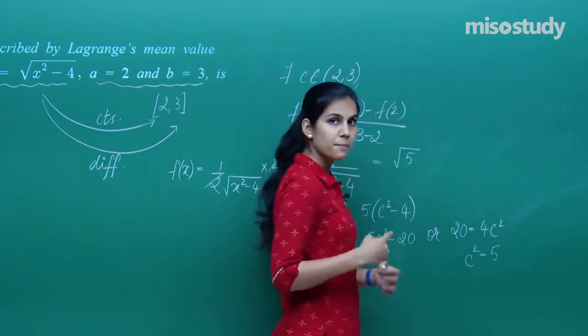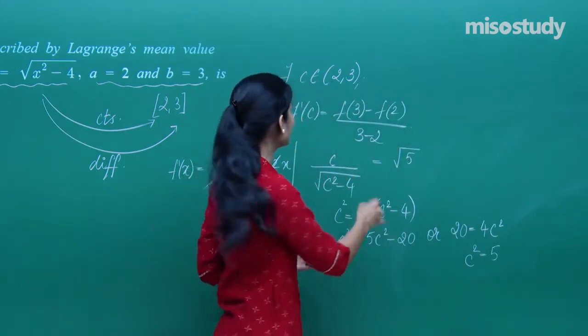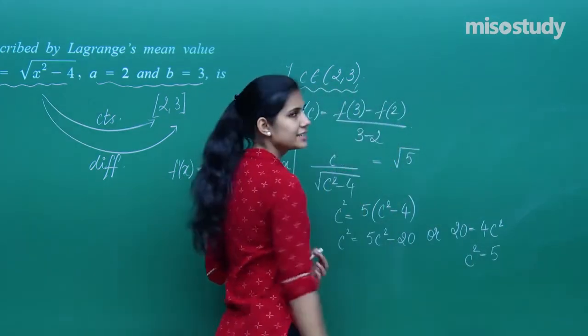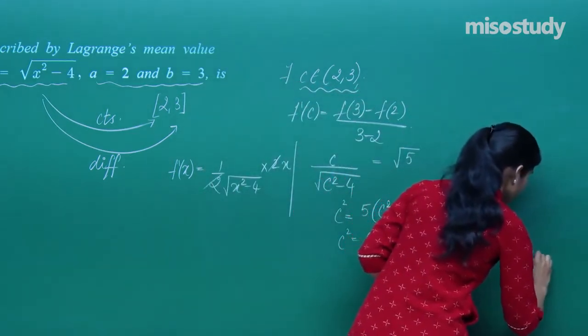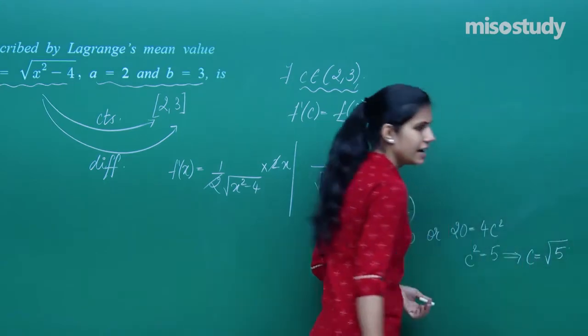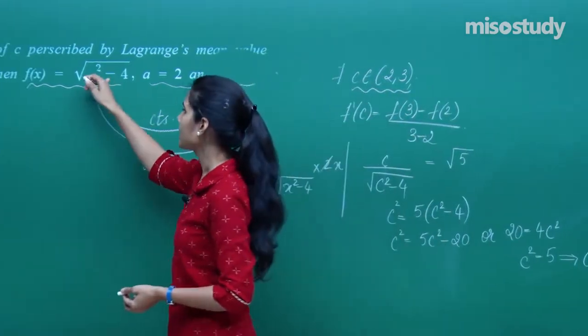That means C can be plus or minus root 5, but C is lying between 2 and 3. Clearly it cannot be negative root 5, it has to be positive root 5. And that is what is the C prescribed to us.